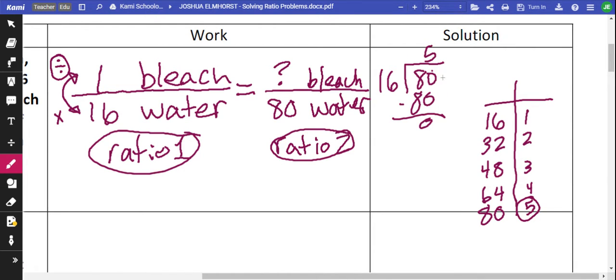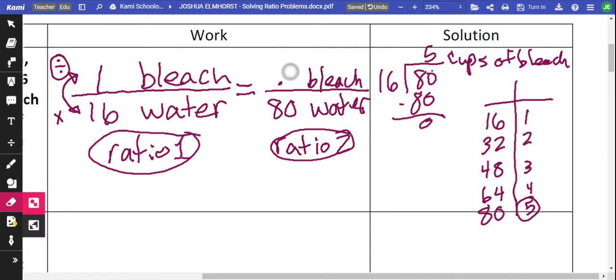There is no remainder. So this is going to be 5 cups of bleach. And you could go over here and then take it out. Once you solve it, the ratio 1 is 1 to 16, 1 cup of bleach to 16 cups of water, which would be equivalent to 5 cups of bleach to 80 cups of water.